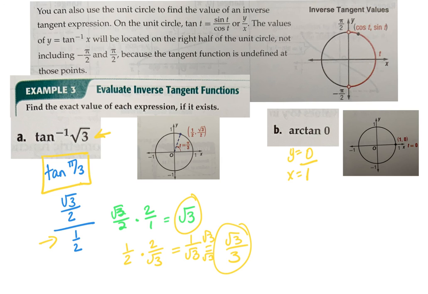At pi over 2, that's an x of 0 and a y of 1. It's at 0, so 0 radians or 0 degrees, depending on which one you're talking about.